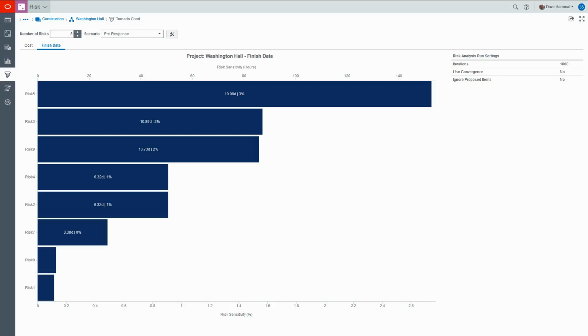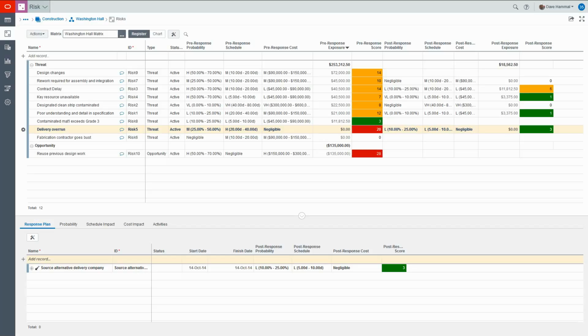The tornado chart helps us see which risks would have the greatest improvement in project finish date if they could be removed. In this case, if risk 5 could be removed, our finish date would improve by 19 days. Armed with this information, we can focus our risk responses in the best areas for maximum impact.